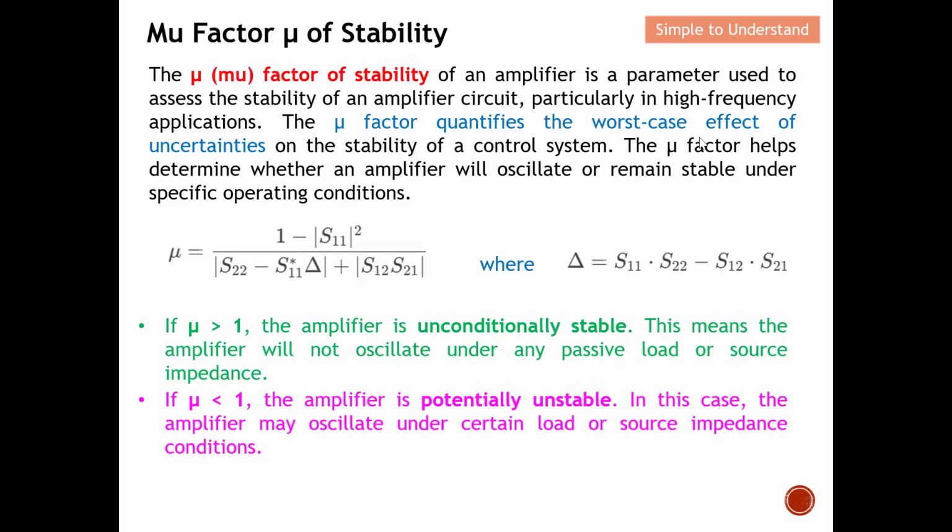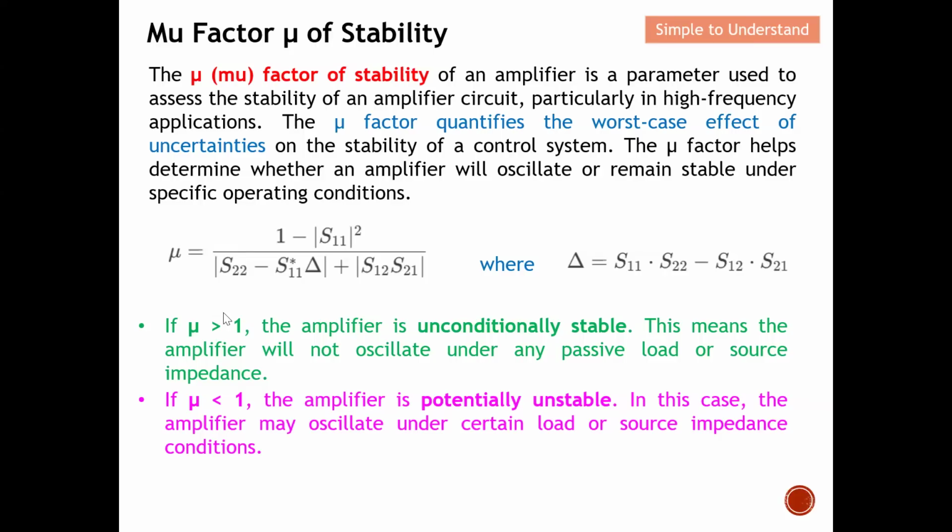So the MU factor helps to determine whether an amplifier will oscillate or will remain stable under specific operating conditions. Again, this is another set of equations. In this video I'm not planning to discuss the equation, but rather, let's quickly understand two extreme cases: when this MU factor is more than 1, or MU factor less than 1.